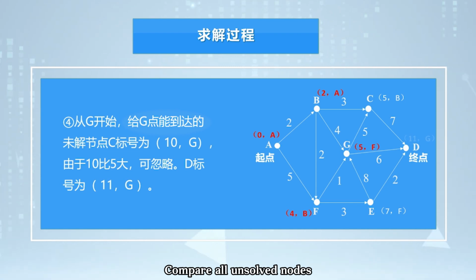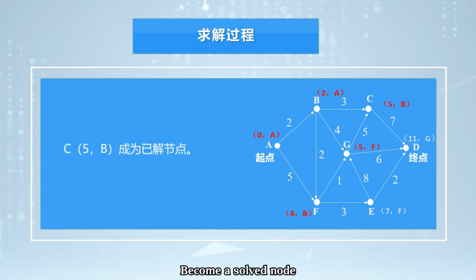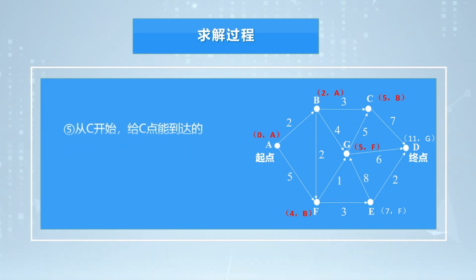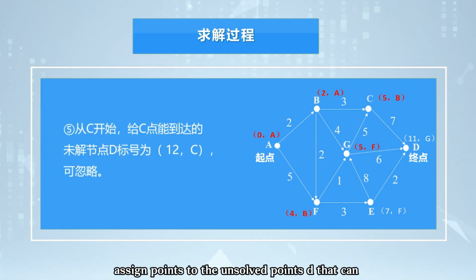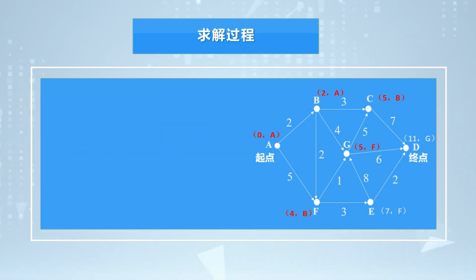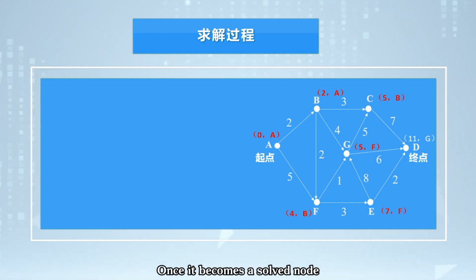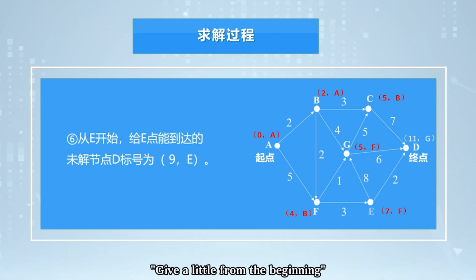Comparing all unsolved nodes, the path from point A to point B and finally to point C is the shortest, so C becomes a solved node. Starting from C, assign a label to the unsolved point D that can be reached from C. The label 12C can be ignored. Comparing all unsolved nodes, the minimum path is from point A to B to F to E, so E becomes a solved node. From E, the reachable unsolved node D gets the label 9E. D9E becomes a solved node.